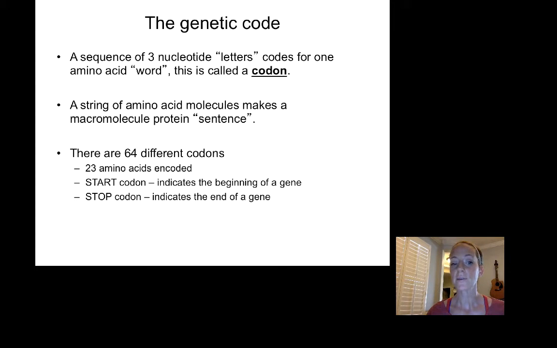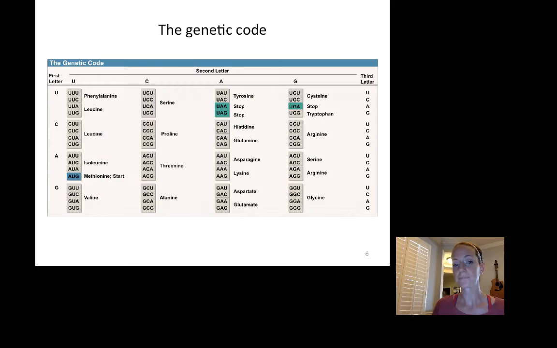In addition to that, there are start and stop codons that indicate the beginning of where a gene should be read, and the end, or the stop codon, is where a gene ends. It's like the capital letter at the beginning of a sentence and the period at the end of a sentence, and that's how you know what to read.